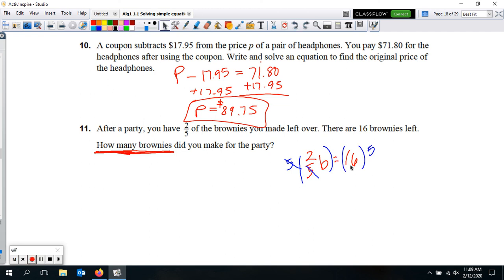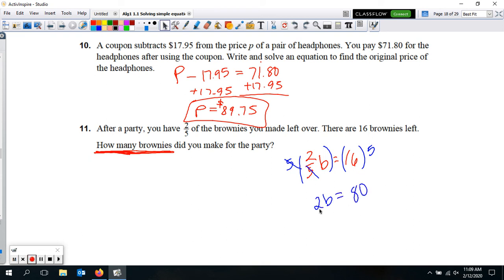So now 16 times 5, if you don't know what that is, you can use a calculator or just do some scratch work to do those. That's going to give you 80. So now we have 2b, okay, we got rid of our 5 on the bottom, now it's just a 2b on this side is equal to 80.